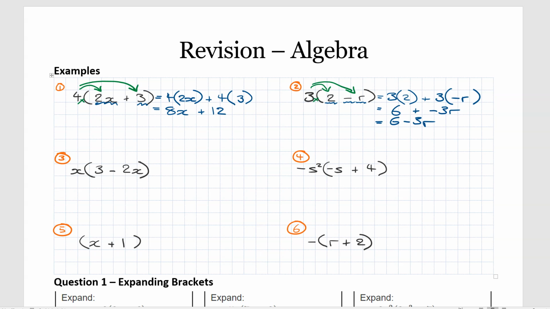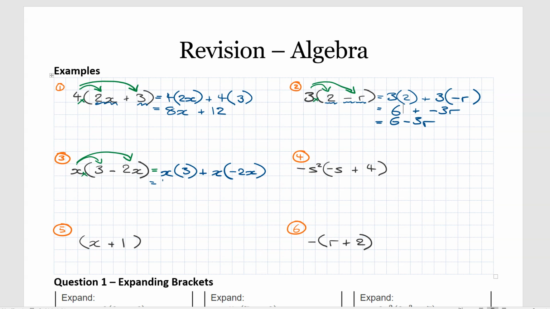Going down one more, we've got x times 3 take 2x. Expanding, that's going to be arrows like so. Dropping the equal sign, we're going to get x, first bracket we have a 3, plus x, second bracket we have minus 2x.